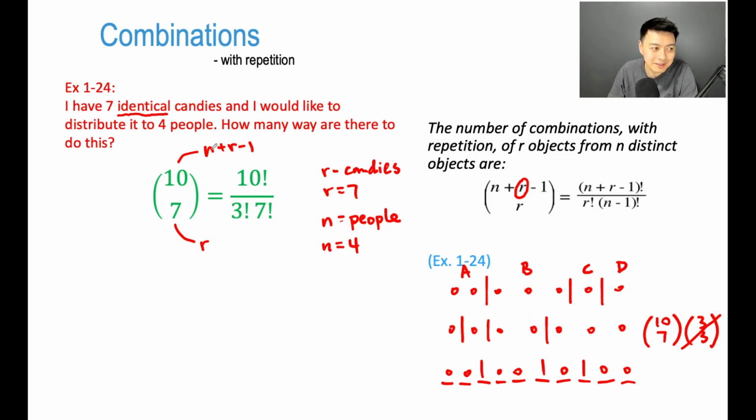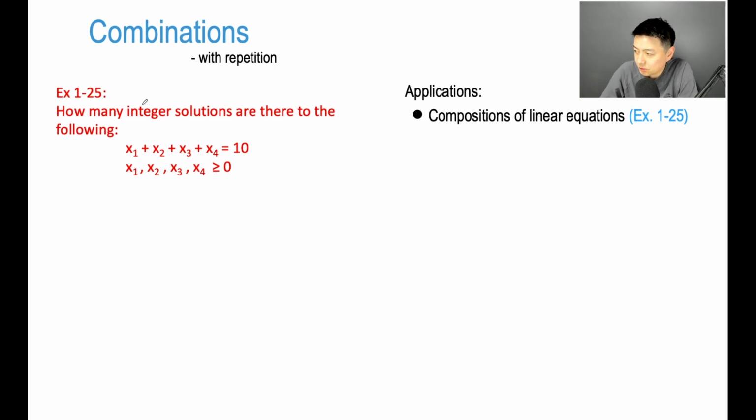The second thing is we should note that identical candies is very important, because if these candies were not identical, then this technique that I'm using doesn't make sense. If this candy, for example, is different from this candy, then I can't just separate them into bars. I need a better mechanism for stuff like that. So it has to be that these candies are identical.